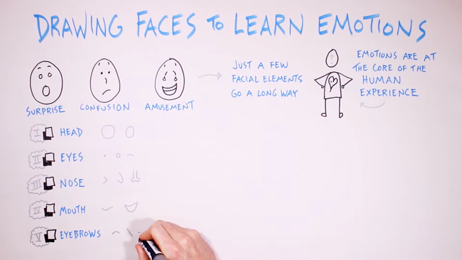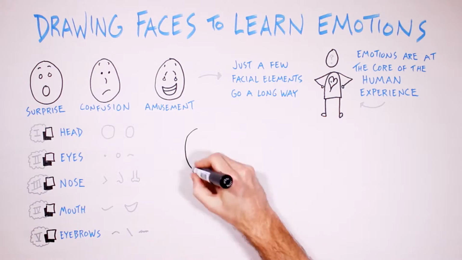Note that the specific location and angle of the eyebrows tell you a lot about that facial expression. Some optional additions include ears, hair, and any other accessories or icons that might help to capture the emotion you're representing.